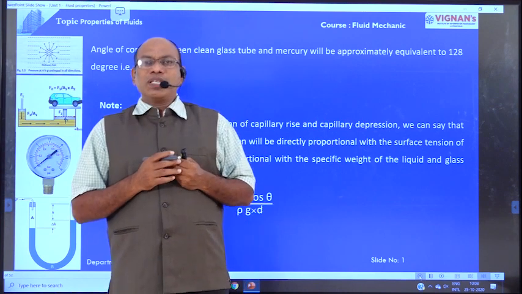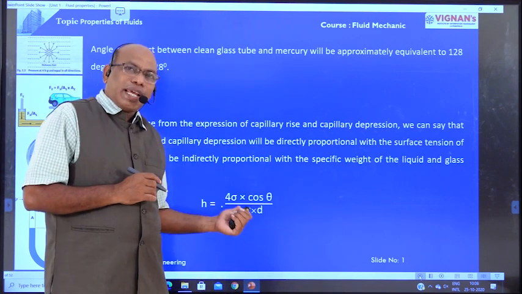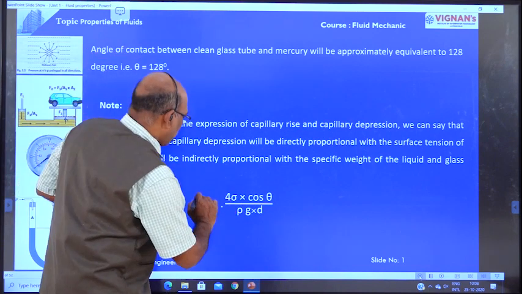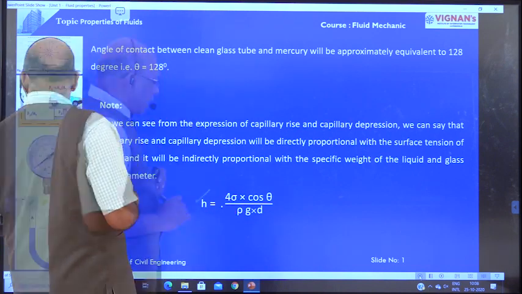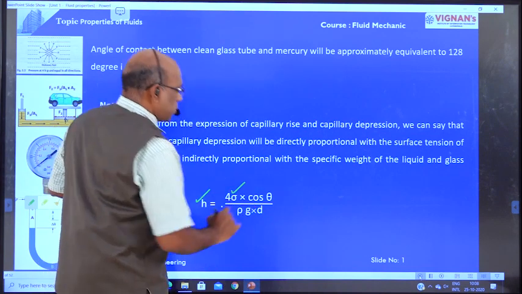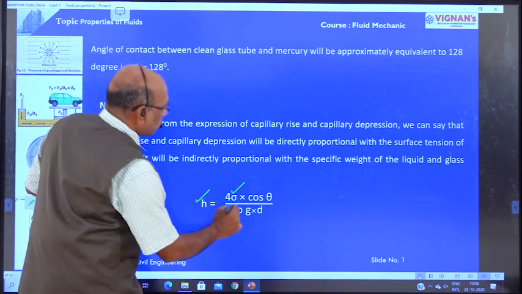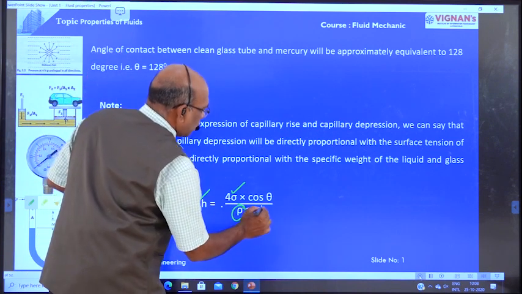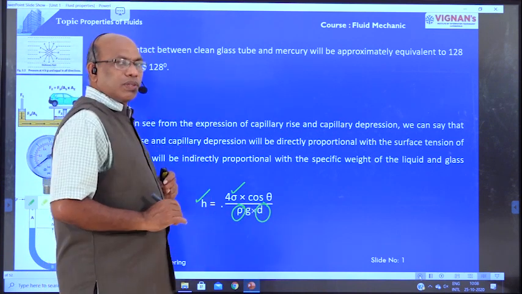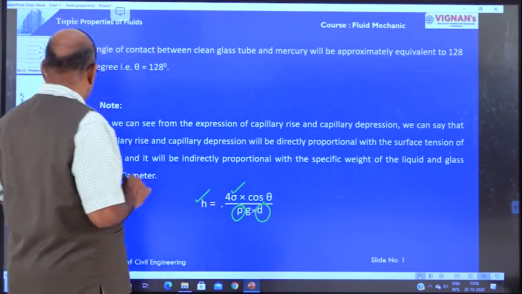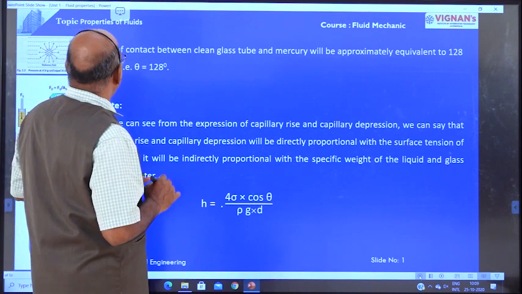Here is one more point. Based on these expressions, the capillarity fall or capillarity rise is directly proportional to the surface tension, and inversely proportional to the density of the fluid and the diameter of the pipe. This is about capillarity fall and capillarity rise.